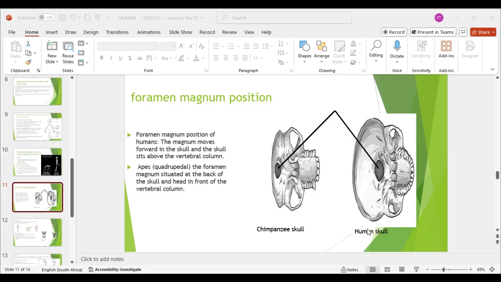On the apes, since they are quadrupeds, their foramen magnum is situated at the back, as you can see here. This is a picture of the chimpanzee skull. Their foramen magnum is situated at the back of the skull and head, in front of the vertebral column. Remember, the skull sits above our vertebral column in humans, and on the apes, the skull and head are in front of the vertebral column.